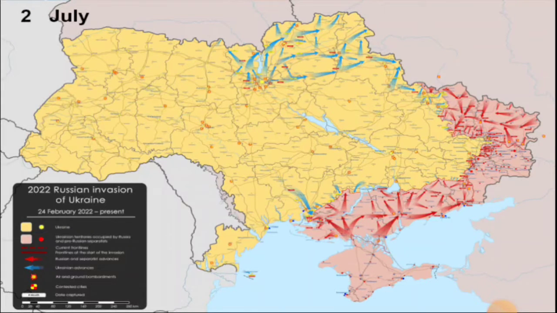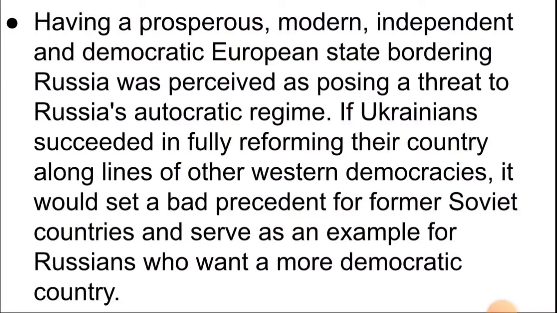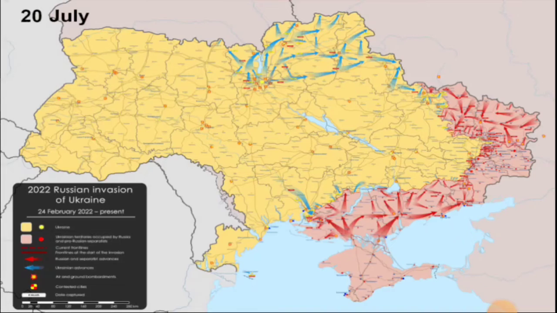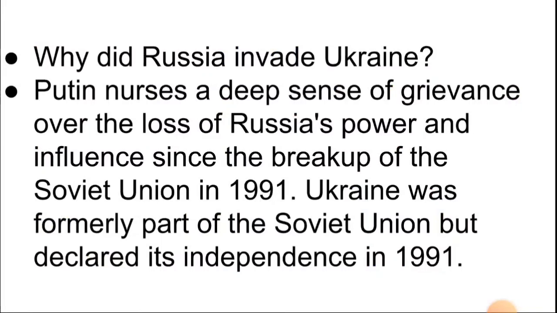And this is why Russia invaded Ukraine, because Ukraine wanted to be a part of NATO, and it had applied for a NATO membership in January 2021. But Russia did not want that. Putin was very much unhappy because Ukraine was a Soviet republic that declared its independence in 1991 over the loss of Russia's power and influence.